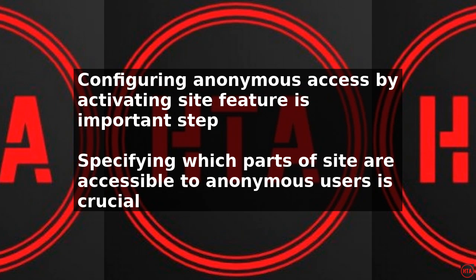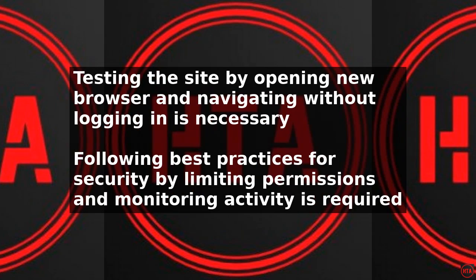To further configure anonymous access, click on Site Settings and then click on Site Features. Look for the Anonymous Access feature and click on Activate. This will allow you to specify which parts of the site are accessible to anonymous users.